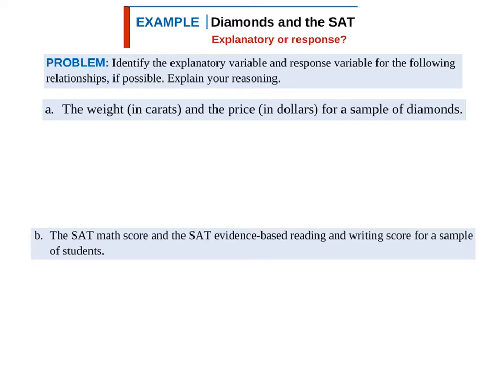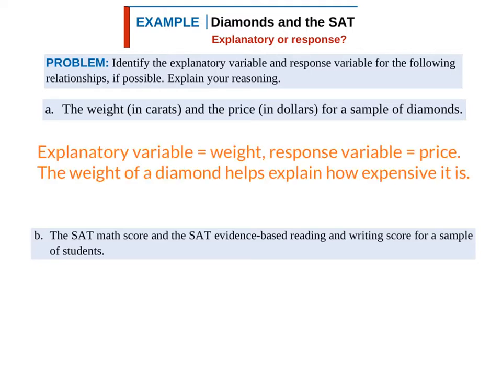So, we're going to take two different scenarios here. We're going to identify the explanatory variable and the response variable. So, first one is the weight in carats and the price in dollars for a sample of diamonds. Which one is the response and which one is explanatory? So here's what we would say. The explanatory variable is the weight and the response variable is the price. And here's why. The weight of a diamond helps explain how expensive it is.